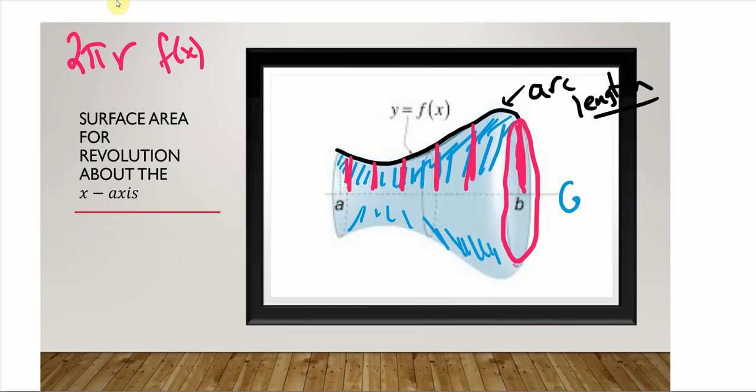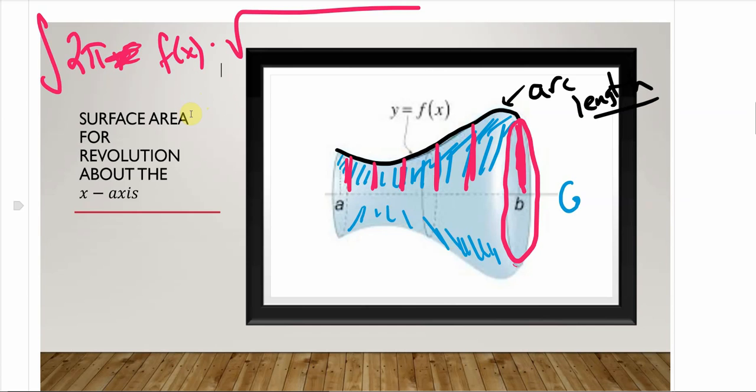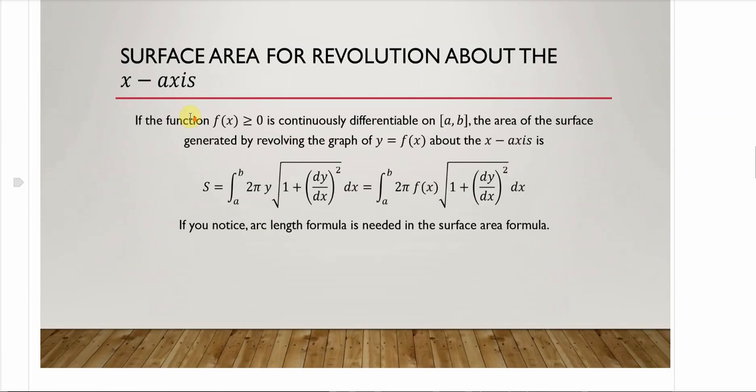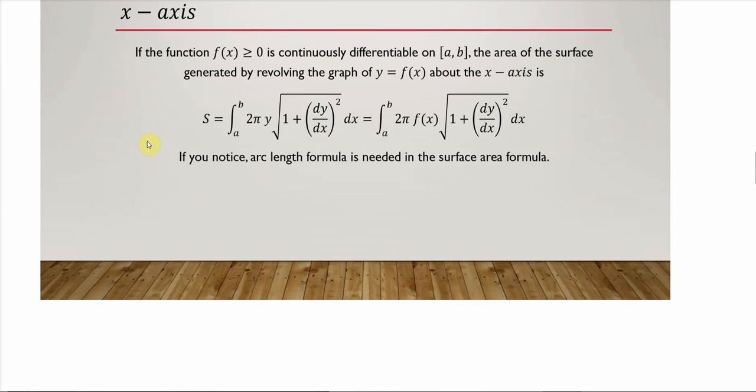Okay? So I'm actually going to do the integral of 2 pi r, but we said r is f of x, and then I'm going to multiply it times my arc length. Now what's my arc length? The arc length is going to be the square root of 1 plus the derivative squared. So here's the formula: the integral of 2 pi f of x times the square root of 1 plus the derivative squared dx, from wherever you want that arc length to be. So if I want it from 1 to 2, then my bounds will be from 1 to 2.